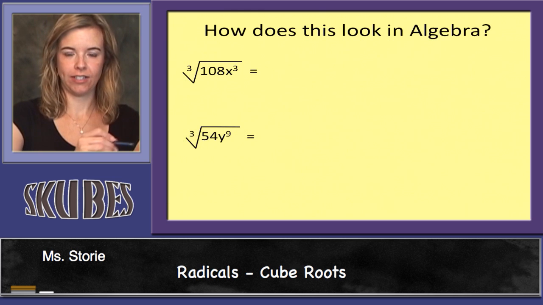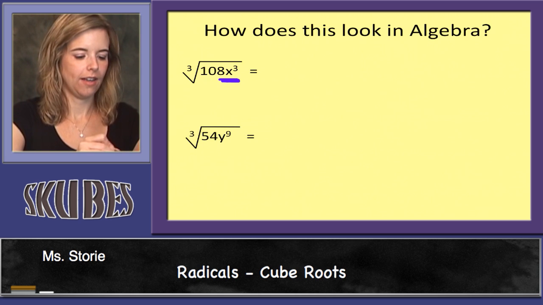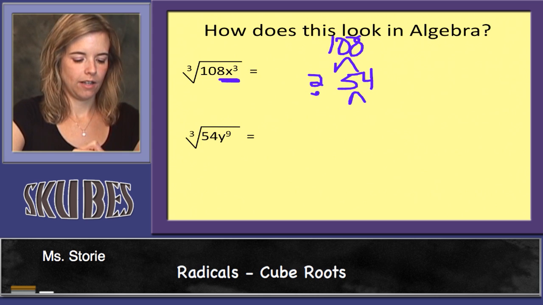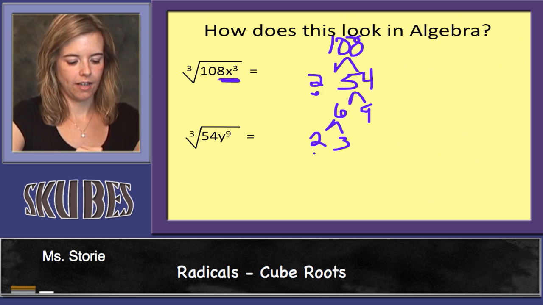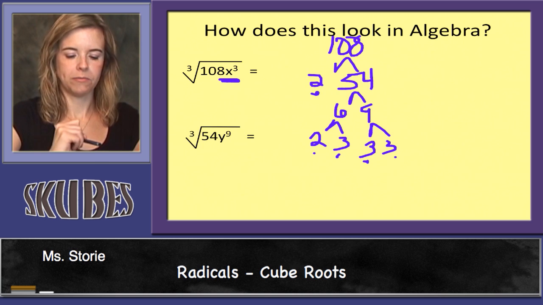Okay, so let's see how this looks in algebra. The only new thing that we have to deal with now is our variable. That's okay. Let's start with the 108 again. So 2 times 54, I've got a prime. Then I've got 6 times 9, and that's 2 times 3, I've got primes. And then 3 times 3, primes.